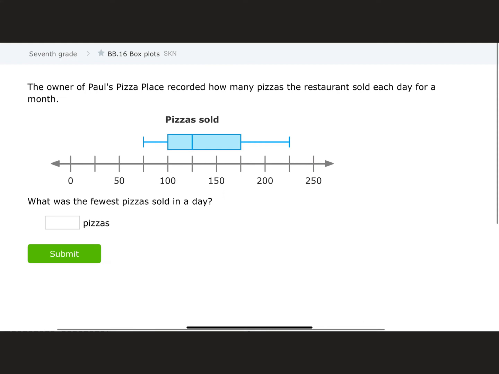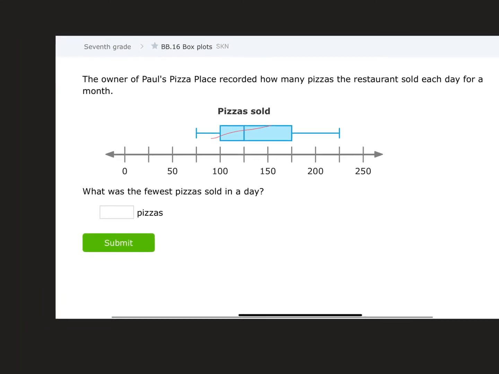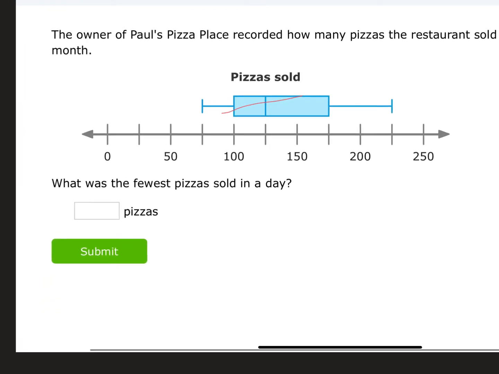Good. This will be our last one. What is the fewest pizzas sold today? So that means the minimum, the least amount. This number is between 50 and 100. And I already saw you put it in the chat. Yep, it's 75. Good job.